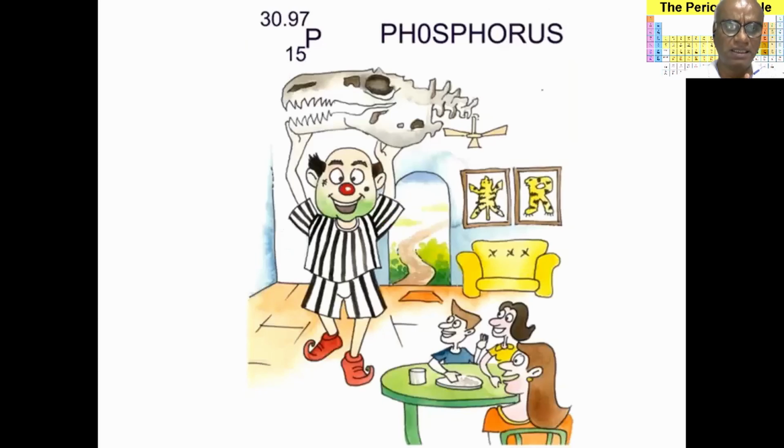What is the silly convict doing? He is taking fossils and going inside a restaurant and is telling everyone, fossils for us, fossils for us. So the 15th element is phosphorus.